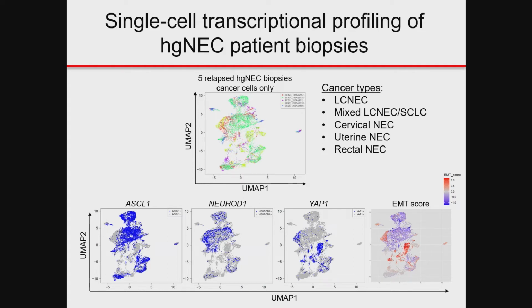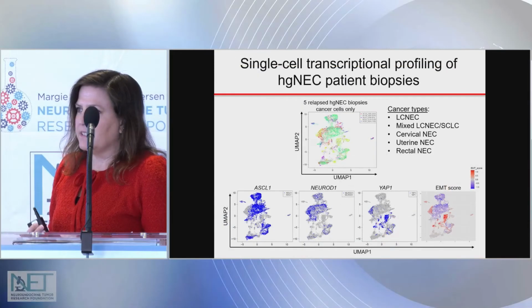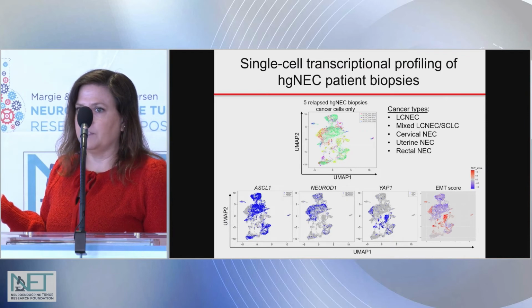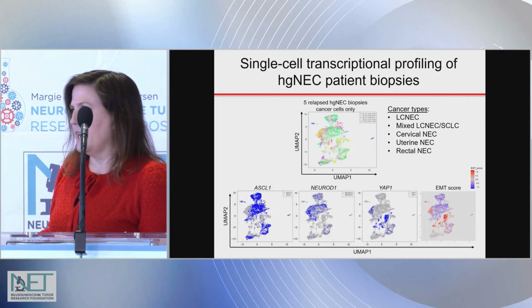Across the bottom, the blue cells indicate positive expression of these genes. And you can see that ASCL1 and NeuroD1 expression are in similar cell populations, whereas YAP1 expression is in very different cell populations, particularly compared to ASCL1. Similar to what we saw in the pulmonary large cell data, we see increased EMT score, so that's colored red, so the more mesenchymal cells are also YAP1 positive.